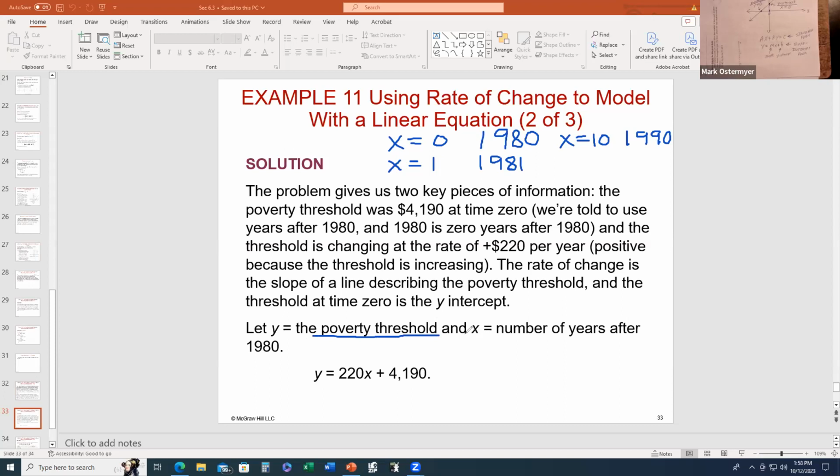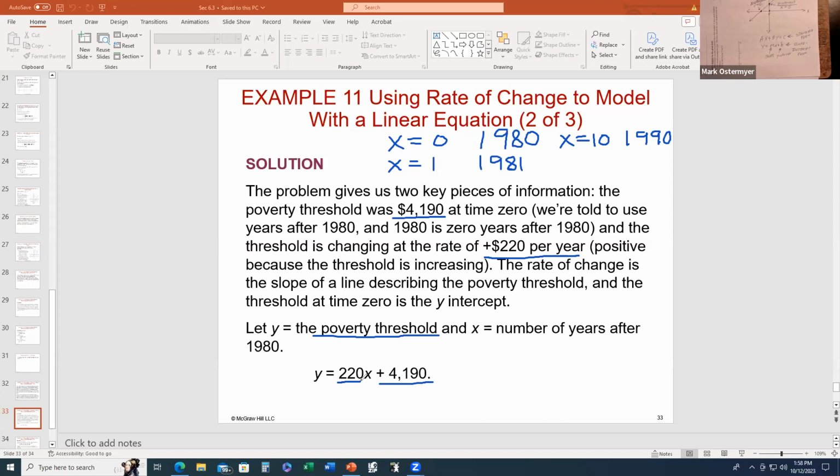So let's check this out. At time t equals 0, ladies and gentlemen, well, normally they use t for time, but they're using x in this case. At time x equals 0, which is the year 1980, what was the threshold poverty level value? It was $4,190. Do you agree? That goes right here. Plus, but now wait a minute, it says the poverty threshold value is increasing at a rate, there's the key word, at a rate of $220 per every year. That would be your slope.